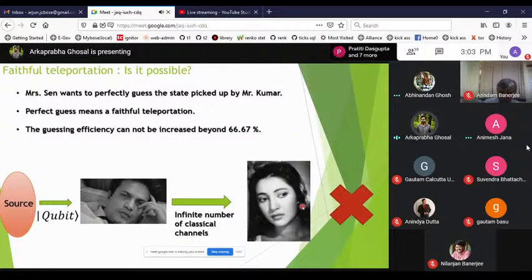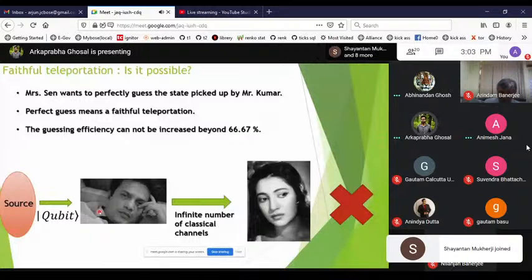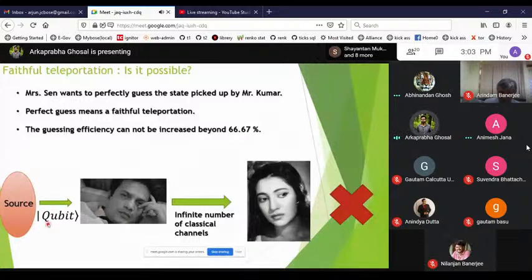Now, Mrs. Sen wants to guess accurately what is the state or what is the quantum particle given to Mr. Kumar. But unfortunately, since this qubit is completely unknown to everyone, it cannot be properly guessed. And there are infinite possible quantum states for two energy levels, as I mentioned earlier. So even if they share an infinite number of classical channels between them, they cannot increase the efficiency beyond 66.67%. This is the limitation of classical theory, and this is the limitation that I cannot faithfully transfer any physical correlation or any physical information from Mr. Kumar's lab to Mrs. Sen's lab.